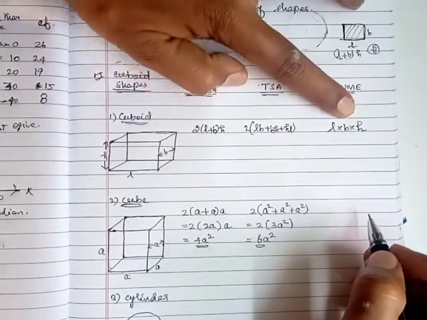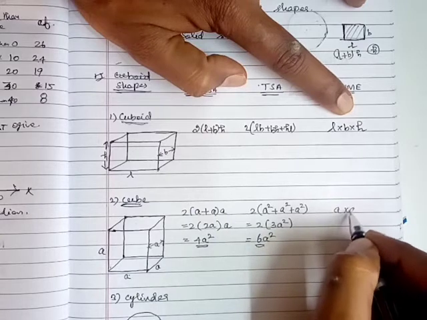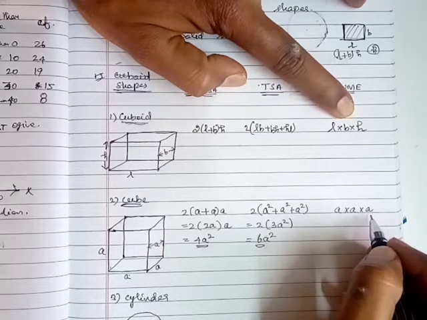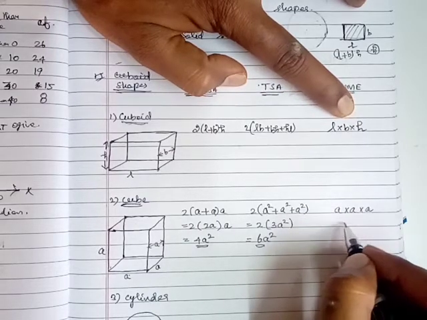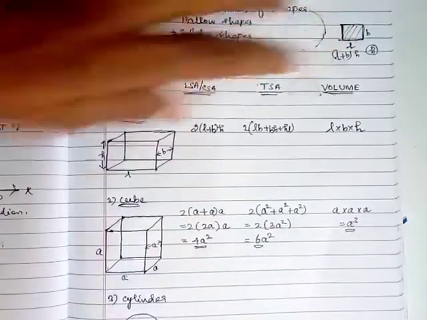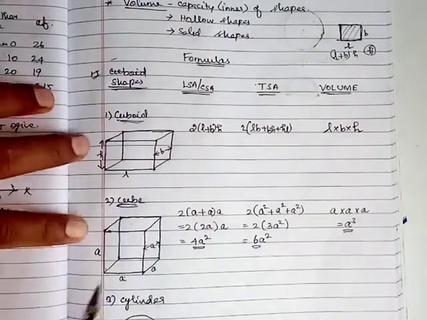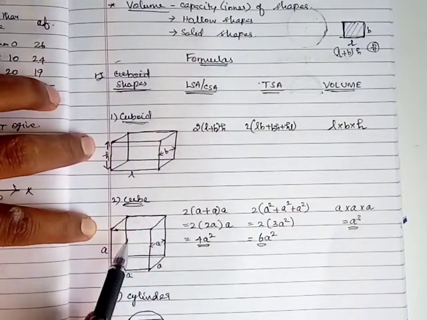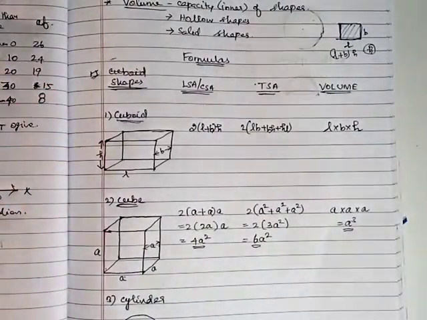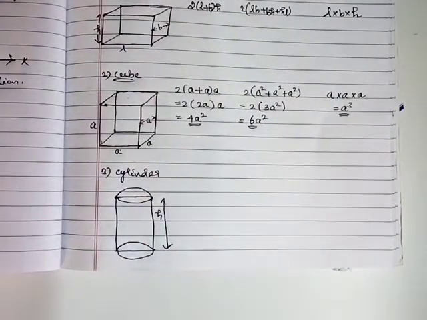This one, see, length into breadth into height, you will get the total capacity, that is volume. Here length is a, breadth is a, height is a, because all the sides are equal, right? So this is a cube. The formula for finding volume of a cube is a cube. If you know one side, you can find the total capacity of this cube shape.